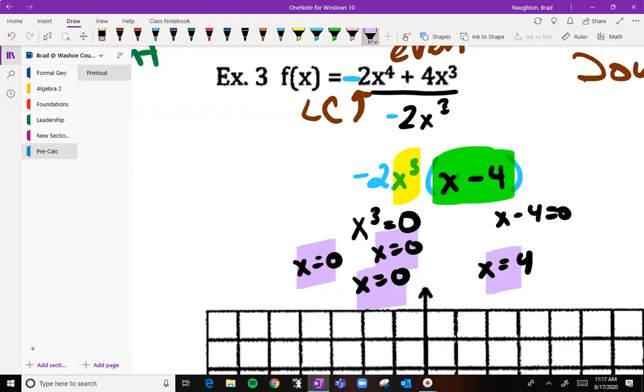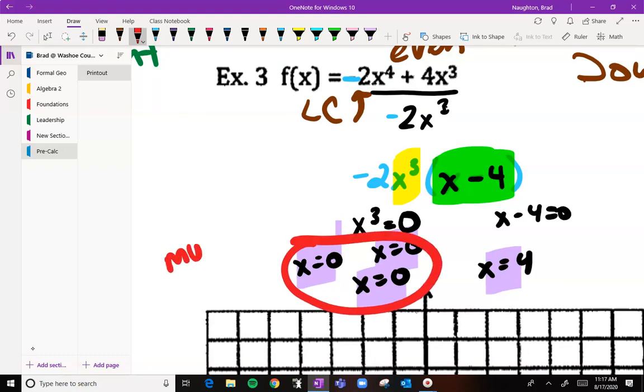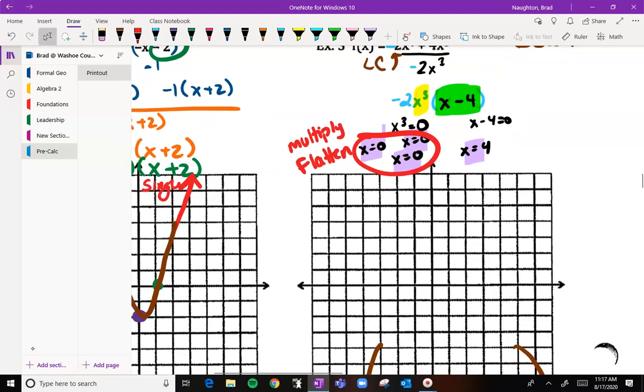Cool with that? Now, with our multiplicity of 3 right here, sorry, I meant to circle that with a different color. With a higher multiplicity, remember, it's going to flatten. So let's go ahead and plug in our zeros. I have a 0 here at 0, and I have another one here at 4. You with me? So this graph is going to cruise on through, and I'm going to say it flattens a little bit.